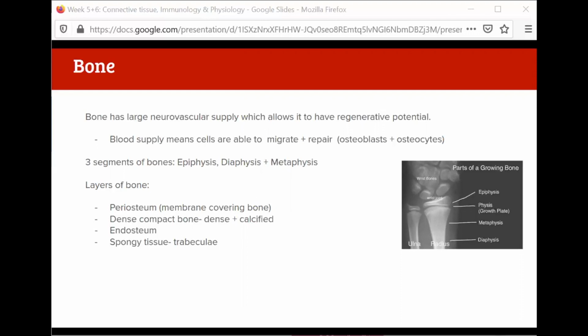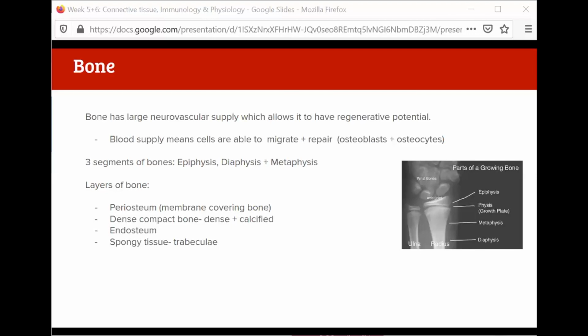What that blood supply does is it means that cells are able to migrate and repair. So you've got osteoblasts and osteocytes. What happens during the repair process is osteoprogenitor cells will differentiate into osteoblasts. Osteoblasts will secrete that calcium phosphate matrix, which is found in the bone, and they'll help strengthen it. And you'll get those osteocytes moving in, and osteocytes are the mature cells. They're inactive osteoblasts trapped in osteons. So you'll find that in the roomy bones.